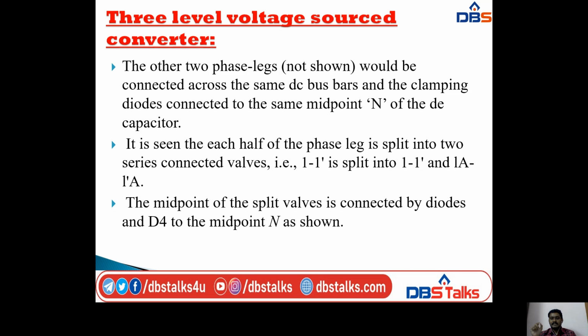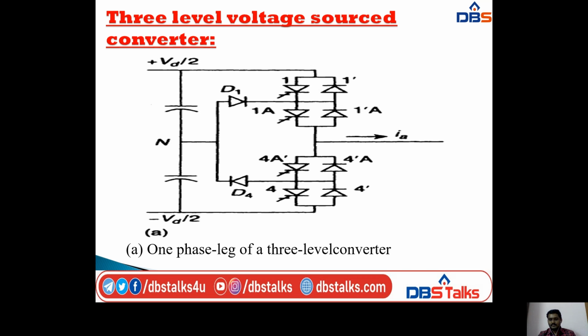It is seen that each half of the phase leg is split into two series connected valves. I already discussed this. Here we are using one phase leg, and one phase leg consists of two converters. Each converter is divided into two halves, so 1 dash is split into 1 dash and 1 dash A. The midpoint of the split valve is connected by diodes D1 and D4 to the midpoint N as shown. This is the explanation for the total diagram.